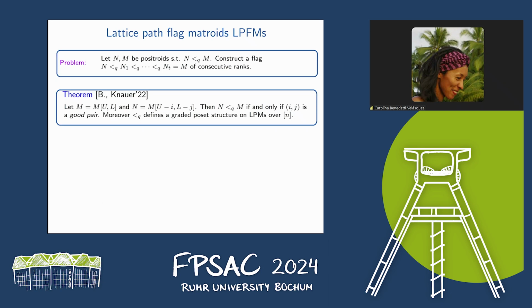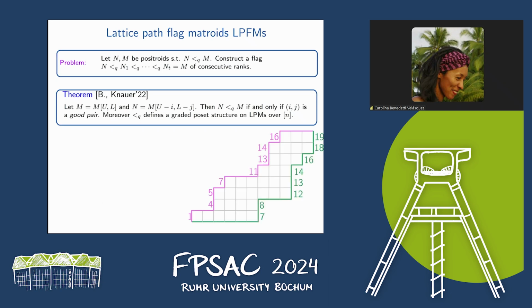So let me give you an example of how this works. Here you have a lattice path matroid. This is a lattice path matroid of rank 8, and I will build a quotient of it of rank 1 less. To do that, I need to delete a label from the purple and a label from the green. I cannot just pick any pair of labels I want; I have to satisfy certain conditions.